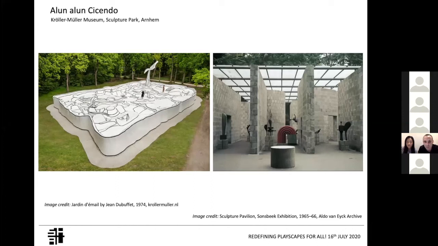And on the right side, you have the pavilion from Aldo van Eyck, the Sonsbeek exhibition. And it's also very interesting because of how art is framed through this narrowing down of these corridors and generating these different spaces. So it is also an interesting way of how to display art and make art engageable for the public. And these sort of references or experiences were influencing us very much for the Alun-Alun Cicendo.